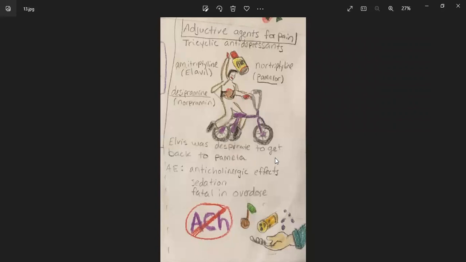He's desperate to get to Pamela. Those represent the other 2 drugs in this category. And he's riding on a tricycle to get to her. And on this tricycle, he's traveling southeast because it was a serotonin something or other, something like that. Anyway, has anticholinergic effects, sedation, and fatal in overdose.